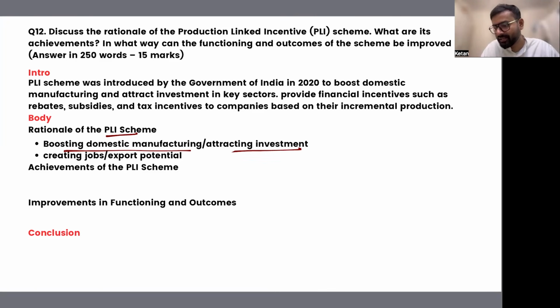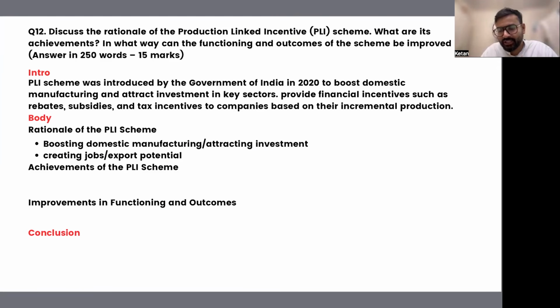also attract investment. And once you boost domestic manufacturing and attract more investment, it will have various benefits like creating more jobs and increasing the export potential of the sector. So all these benefits are there. So this is the rationale. Okay. You can add more points here if you think of something.